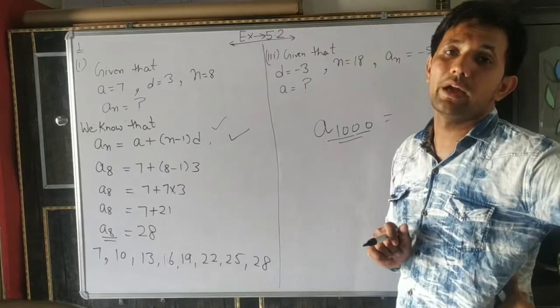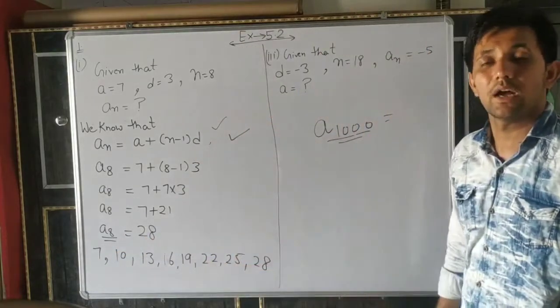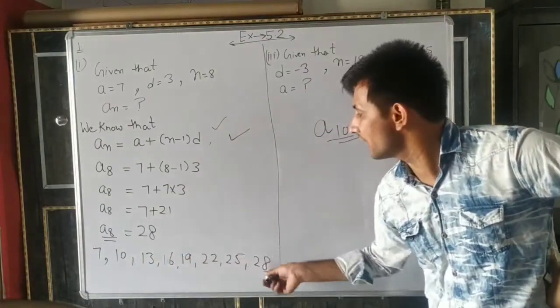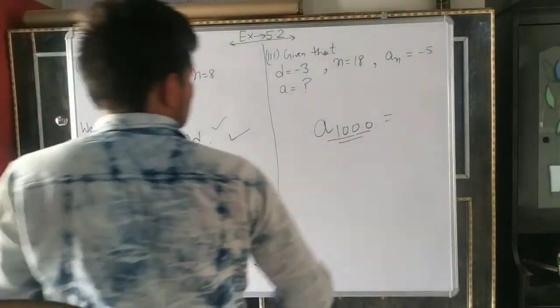Okay, to solve the question, it is not a time-taking formula, but writing out the terms is a time-taking process. Understand here? So you can verify also: 1, 2, 3, 4, 5, 6, 7, 8th term is 28. Understand here? So it is your answer.